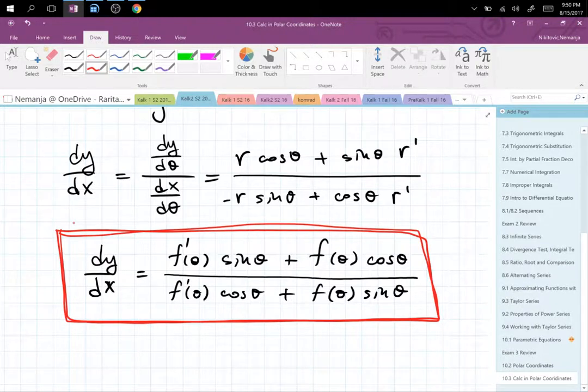Now, I argue that this is much easier to learn how to derive than to memorize. The negative should be here. Yes. It's a negative. Yep.